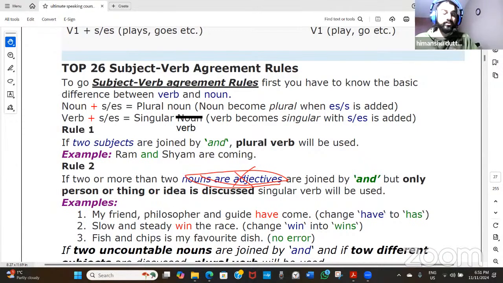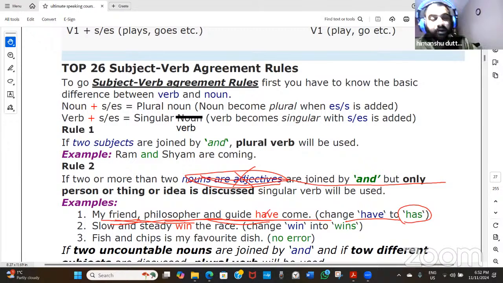So two nouns are joined. Remember that one. Two nouns are joined by 'and', like my friend, philosopher, and guide. There is a difference between the three of them, you know. That's why we change 'have' to 'has'. We are talking about one person here. I'm sorry for that. My friend, philosopher, and guide have come.